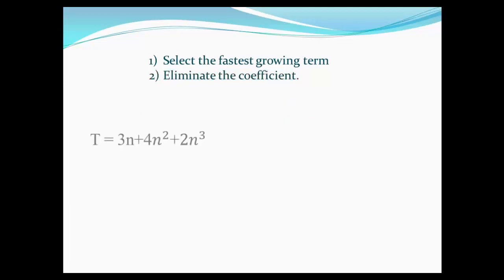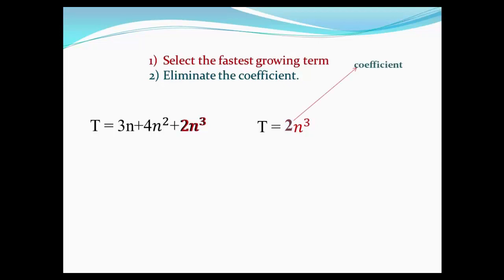If we have another function like t is equal to 3n plus 4n square plus 2n cube. So for this equation, first we have to select the fastest growing term, that is 2n cube. So select this one, and now we have to find out the coefficient. Here the coefficient is 2. So if we eliminate this coefficient, t is equal to n cube. So the time complexity is O of n cube.